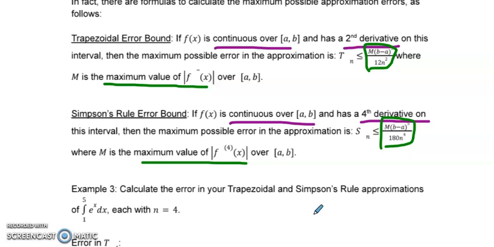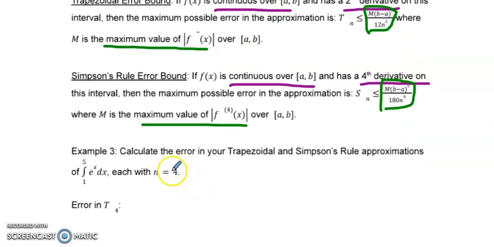And if you recall, for Simpson's rule we actually used n equals 8 for the approximation that we did. So this error is not applicable to the approximation that we did. It's applicable to effectively if we had redone that with n equals 4. But let's do the trapezoid rule first.